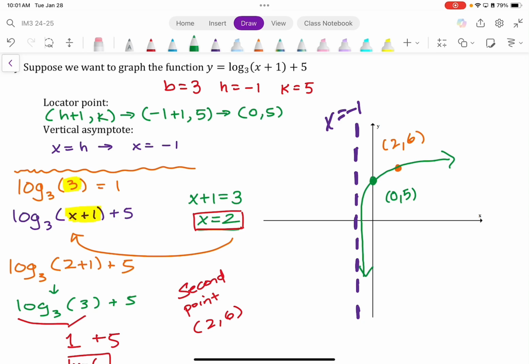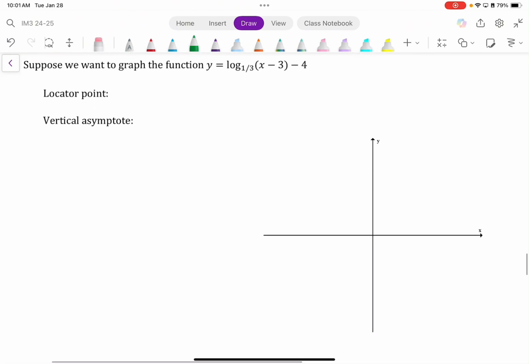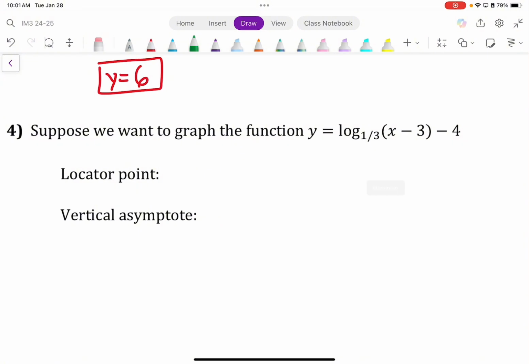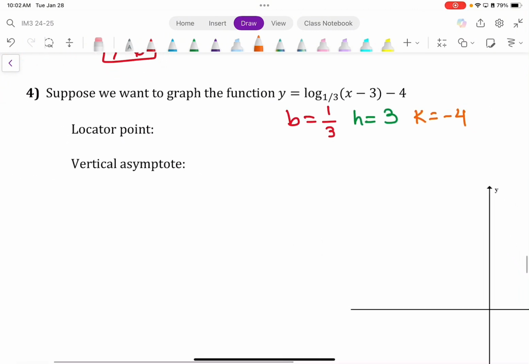All right, let's finish this lesson then. Let's move on to the last section. Suppose you want to graph log base 1/3 of x minus 3, minus 4. Well, first off, the base is 1/3. Second thing, h is positive 3. Finally, k is -4. So we begin by identifying those 3 things.